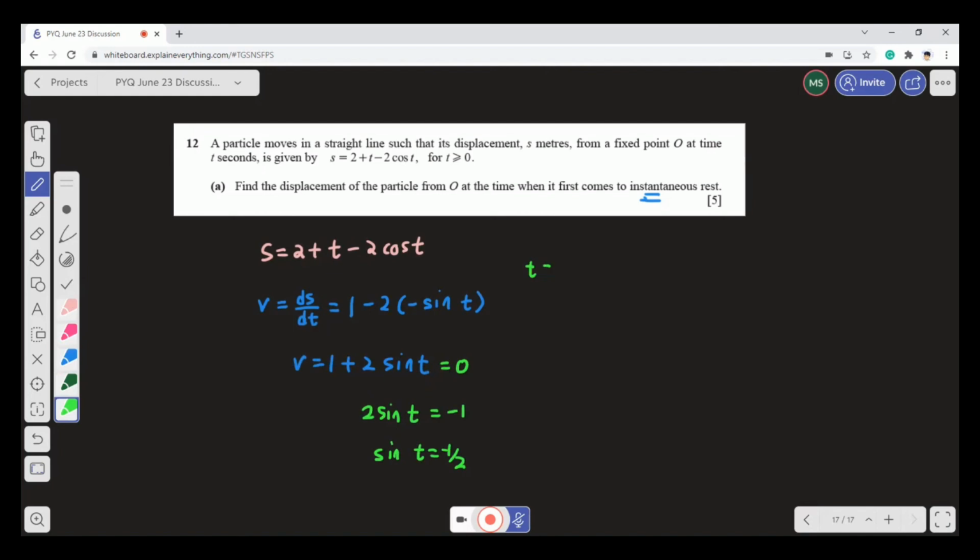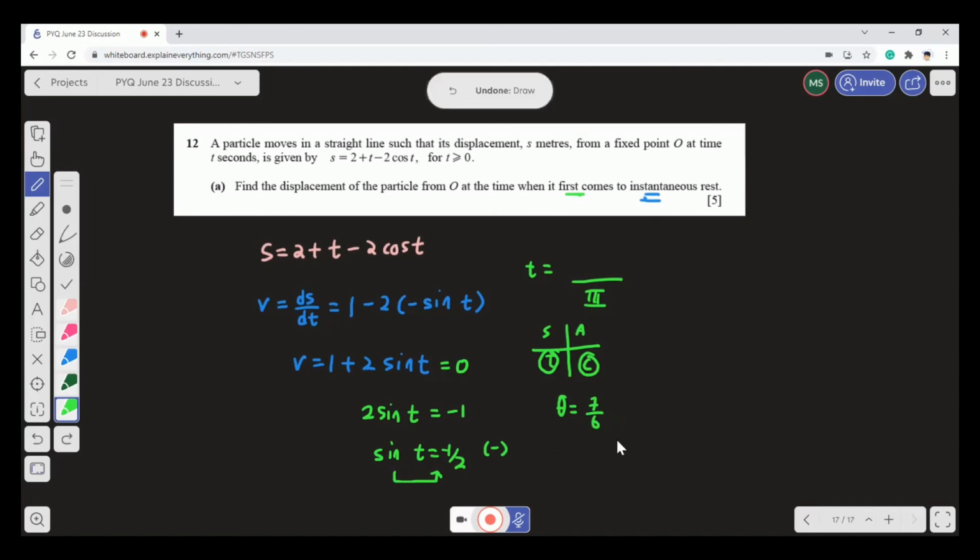So what is t? Which quadrant answer should we accept? Cos is second and fourth. No, sine. This is about sine. Oh okay, so which answer? Third and fourth, but they want the first rest, so only third. So what is the reference angle you get from calculator? Shift sine this thing. 7 over 6 pi. I mean, the t is 7 over 6 pi. So meaning to say the reference is 1 over 6 pi.